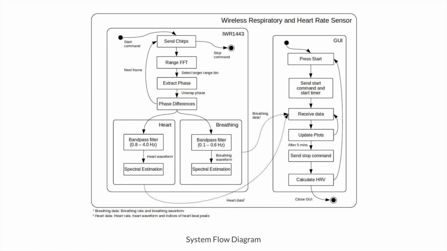Both waveforms are analyzed in the frequency domain, with the rate estimate determined by selecting the maximum frequency value. The heartbeat time domain signal is also processed to extract the time indices of the heartbeat peaks. Data is then sent in a packet back to the software module where breathing and heart plots and rate estimates are updated in real time on the GUI. When the 5-minute interval has expired, the software module uses the buffer of heartbeat peak indices to calculate and display the HRV metrics.